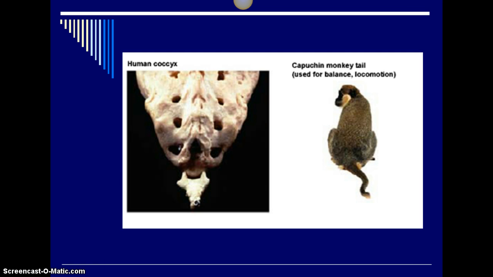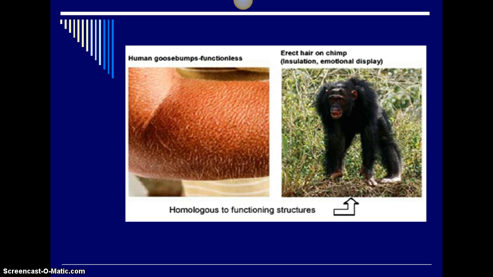So an example there, the human coccyx, which is the tailbone, and then an example with the monkey tail, just to show you a tail. Okay, another example would be goosebumps in an animal. This is very useful for insulation and emotional display. In humans, it doesn't really have a function. It happens maybe when you're really cold and you might shiver, but the goosebump itself does not have a lot of function for us.